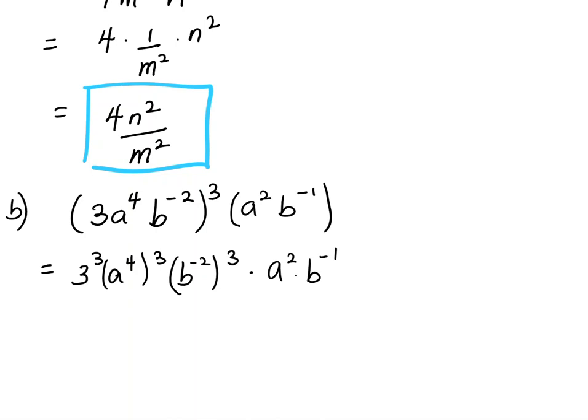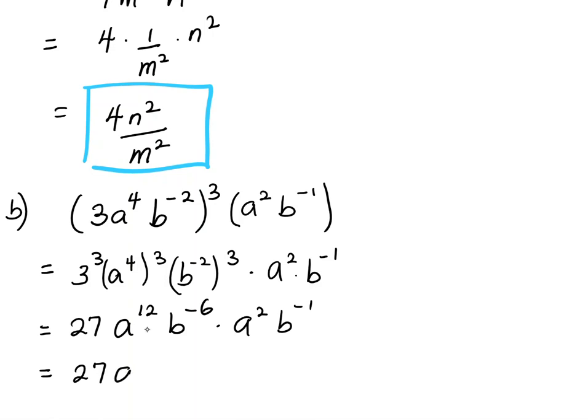Well, everything, multiplication there, equals to, this is 27, 3 times 3 times 3. So if you apply rule number 3, then this is a raised to the power 12, because this is 4 times 3. And this is b raised to the power -6, -2 times 3. Then times a raised to the power 2 times b raised to the power -1. So at this point now, you can bring some things together. This is 27, put it there.